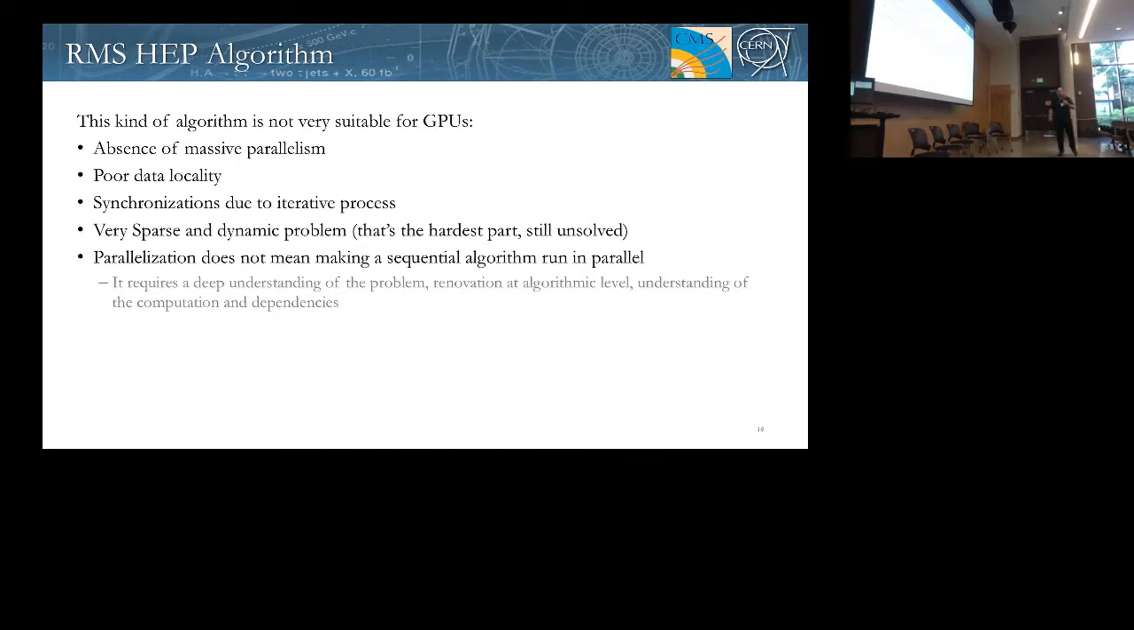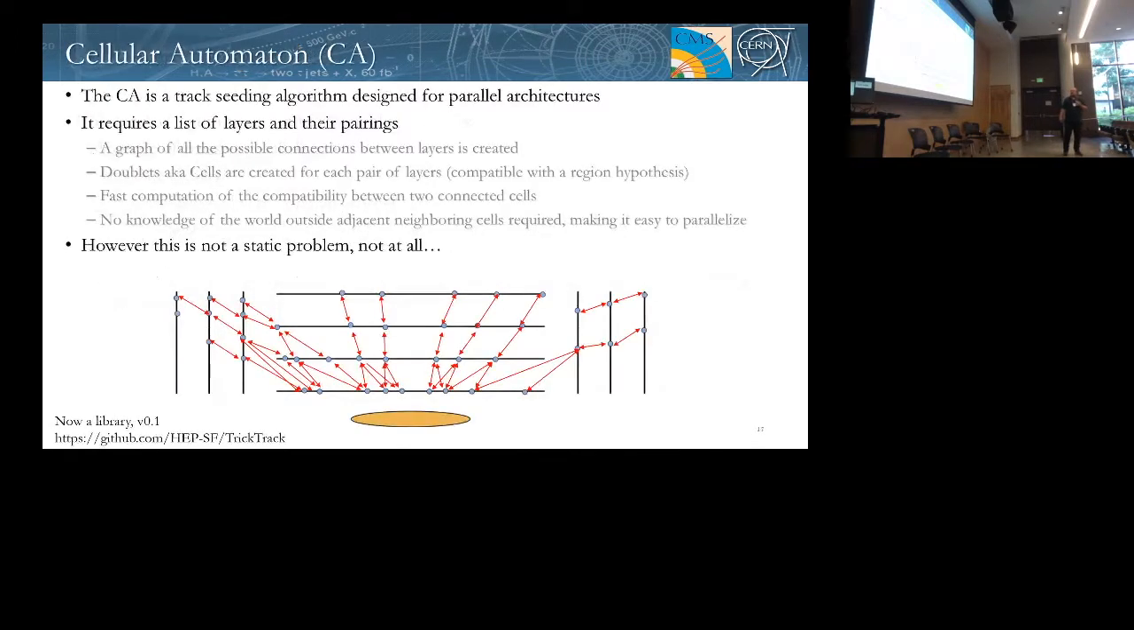It really requires a deep understanding of the problem, and you want to renovate at the algorithmic level. So the idea was to rewrite completely the seeding code, and we created a graph which is also using the cellular automata paradigm. So basically, we take all the layers at the same time, and instead of propagating doublets, we take all the possible doublets at the same time, and we study this graph.